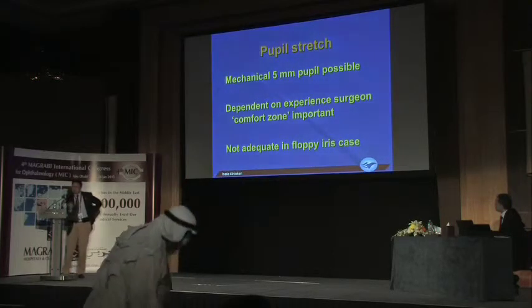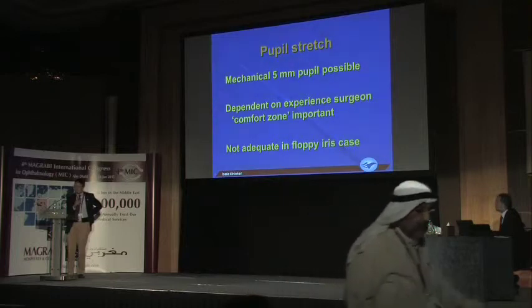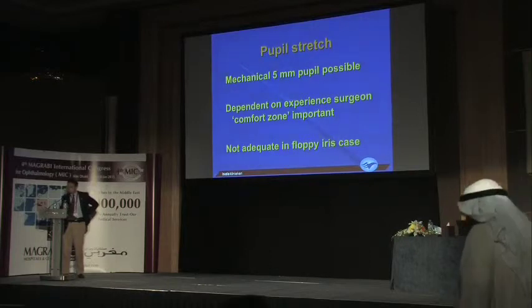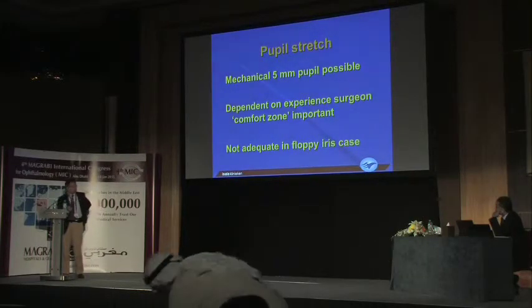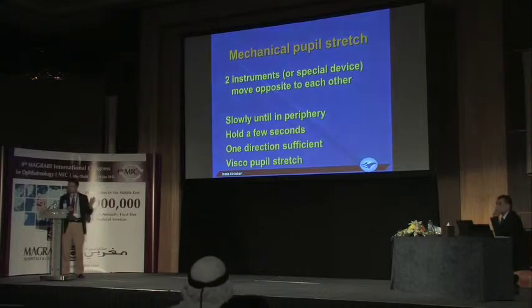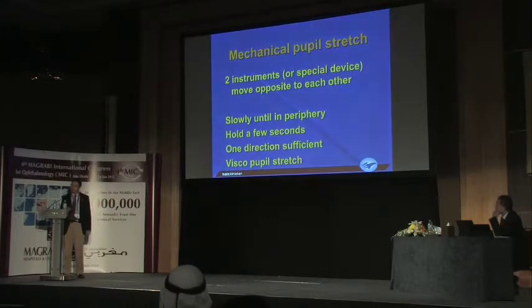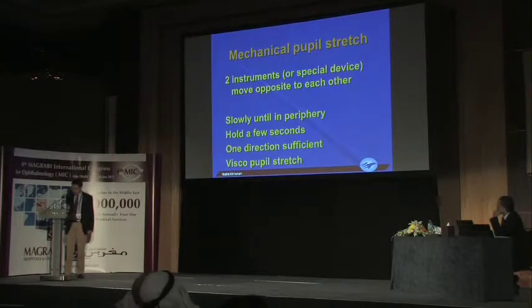The pupil stretch, as I said, is still very widely employed, and you can obtain a 5mm pupil in cases where you do not have a floppy iris. And dependent on your skills, this is a perfect solution. Again, if there is any sign of a floppy iris, this is a disaster scenario. So I'm not talking about IFIS, because that's a totally different management strategy.